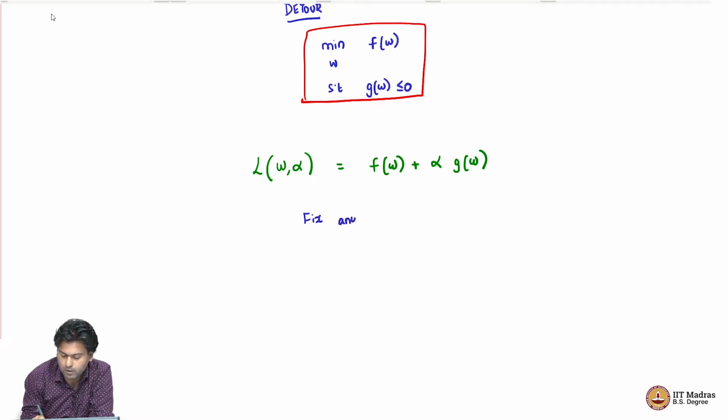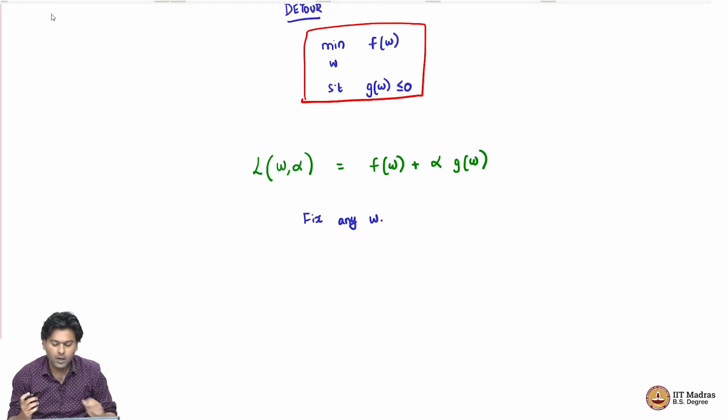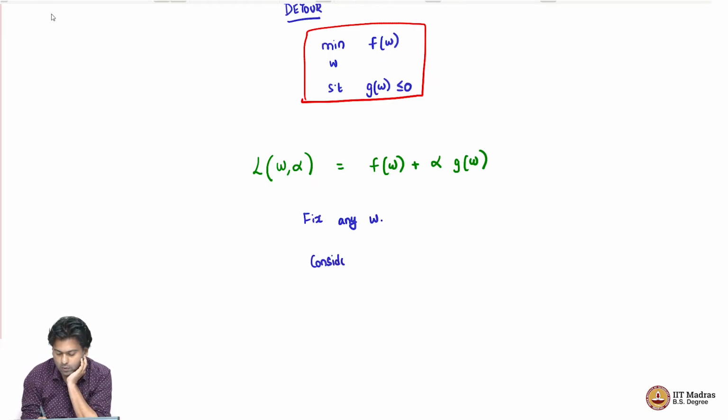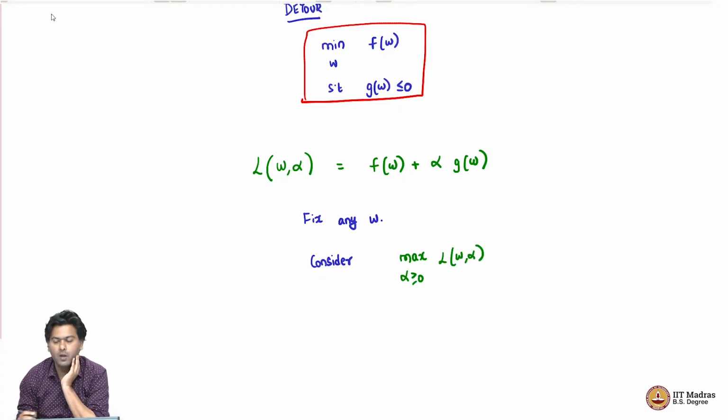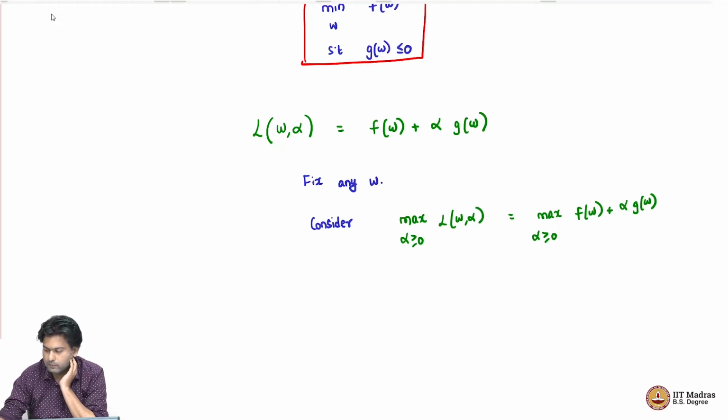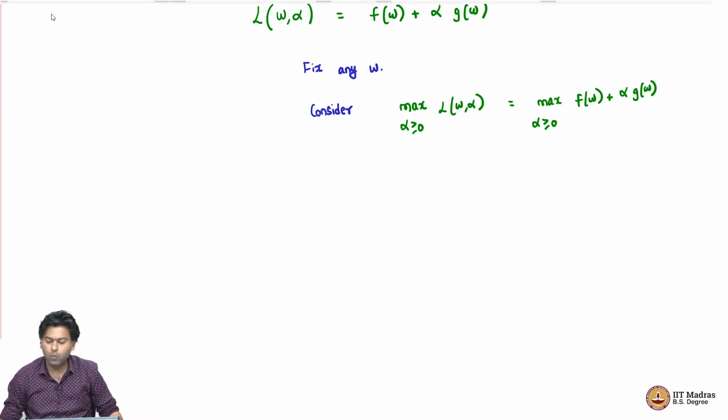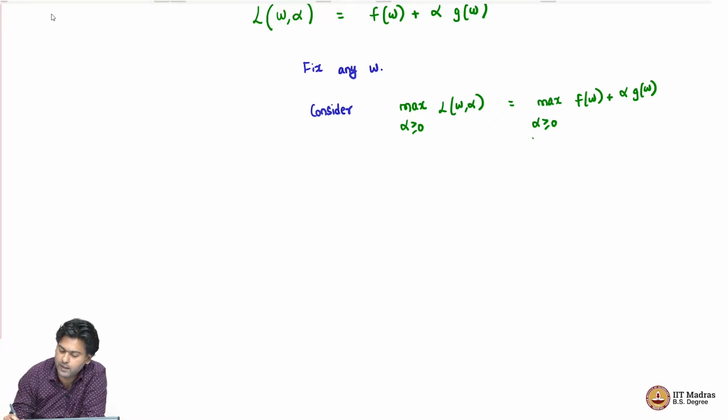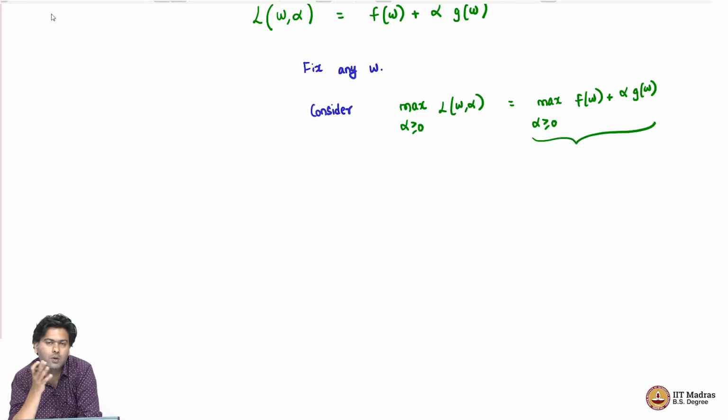So now fix any w. Let's say I give you a w, right? So you fix this w, and I ask you to consider the following quantity. So consider the maximum over alpha greater than or equal to 0 of L of w comma alpha. That is, consider the maximum over alpha greater than or equal to 0 of f of w plus alpha g of w. Now I ask you the question, what value can this function take, right? So remember, I gave you a w, maybe w equals 1, 2, 3, 4, so that vector. Now I'm asking you to maximize a different quantity with respect to alpha greater than or equal to 0. Now how will this quantity value look?